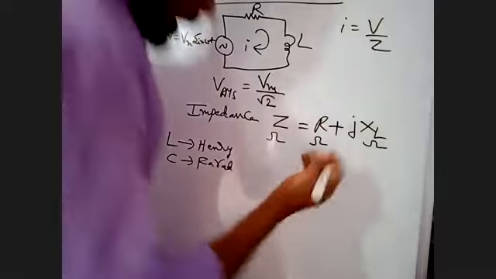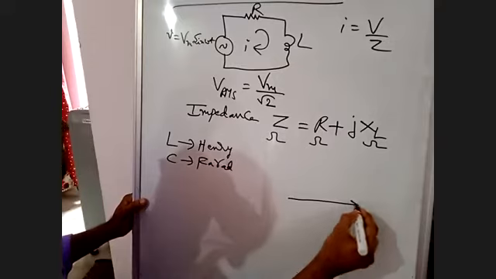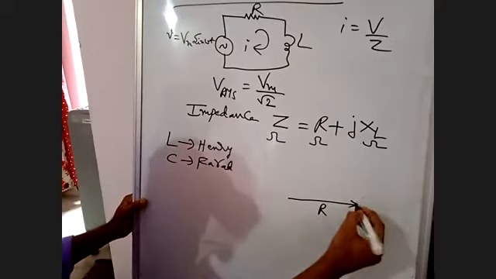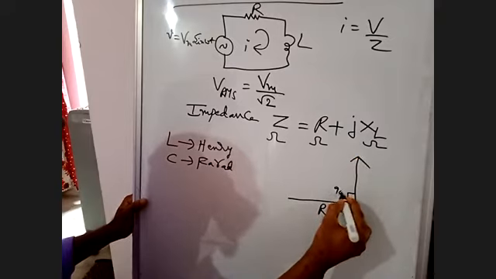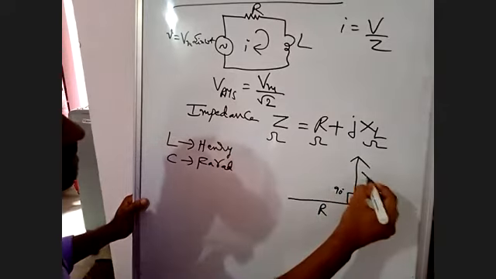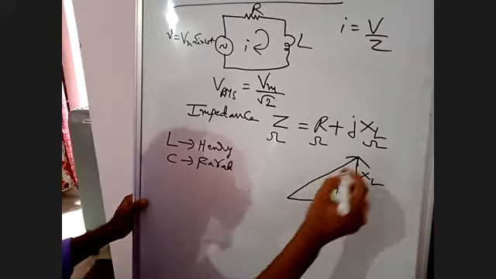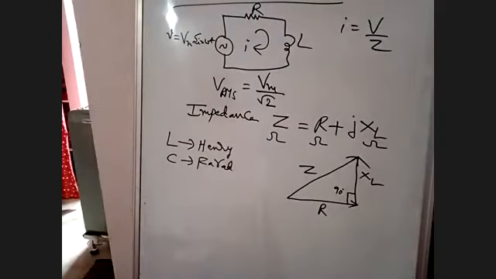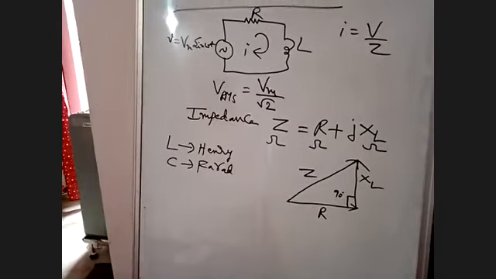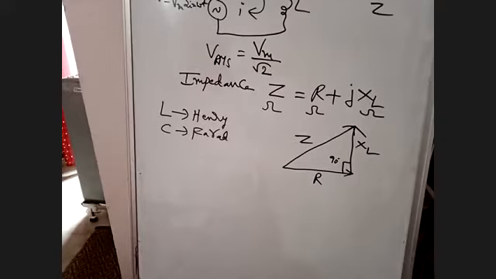Now see here, R is the real part and XL is the imaginary part. j means 90 degrees, that's why I'm taking the upward direction. This is your XL. The resultant of these two is the hypotenuse Z. In complex numbers we take it as i, but in electrical subjects we take it as j, because i is current.